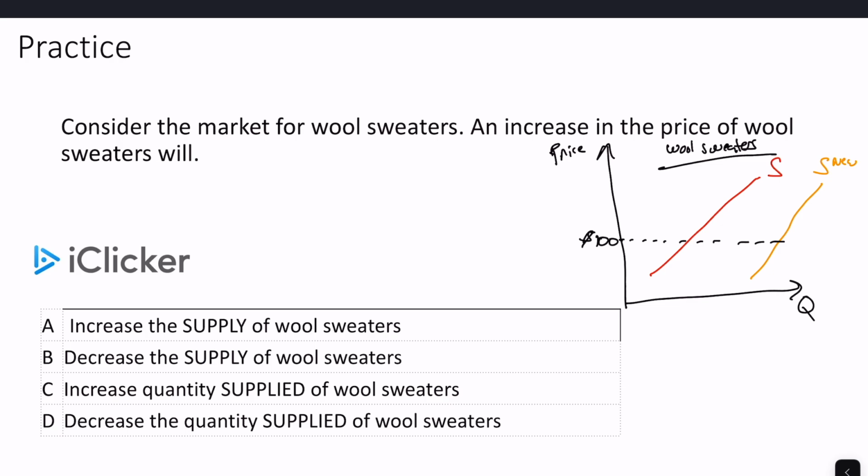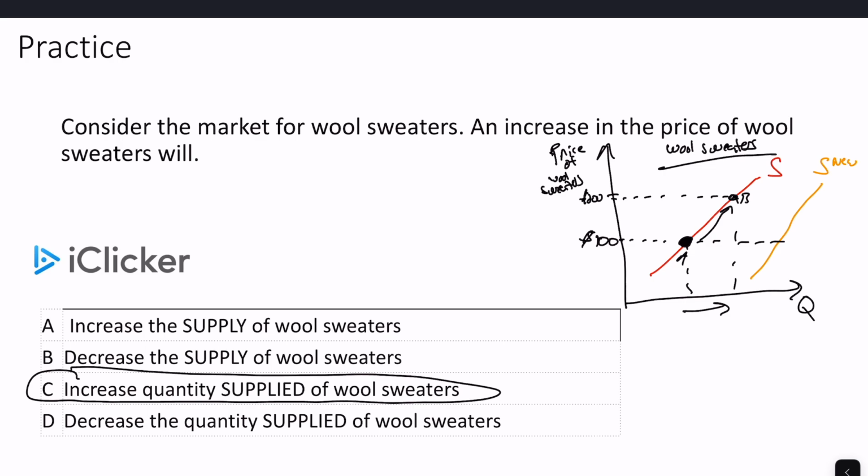Now on this graph, I want to put a little bit more notation on it. This is the price of wool sweaters here on that y-axis. And so what we're saying is the price of the own good is going up. So it's going to go up from $100 to say like $200, like this. And if we just have an increase in price, we're going from point A to point B, moving up along that supply curve, and that's going to increase our quantity supplied. Right? So the answer here will be an increase in quantity supplied of wool sweaters, number C.